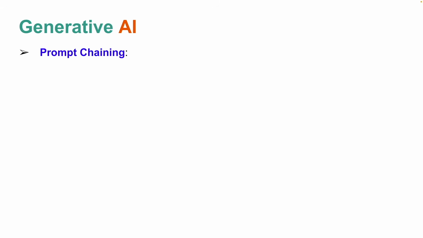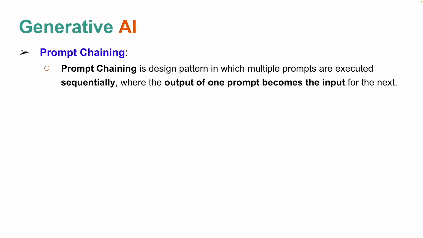The very first is prompt chaining. What is prompt chaining? Prompt chaining is a design pattern where there are multiple prompts, and those prompts execute sequentially, and the output of one prompt becomes the input of the next prompt. This is like executing a workflow, right? It is a multi-step process. The output of step A is the input of step B. The output of step B is the input of step C. The output of step C is the input of step D. So that is a chain process, but here in prompt chaining, it is prompts executing in a sequence.